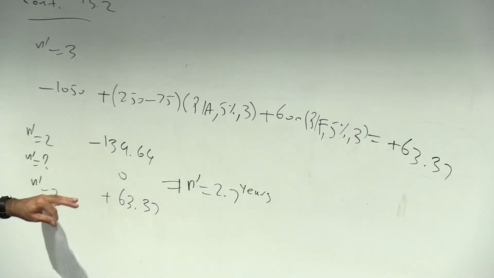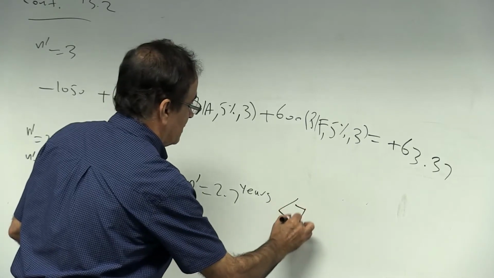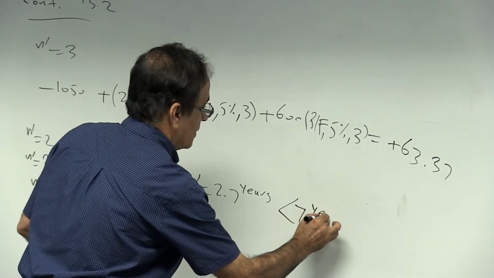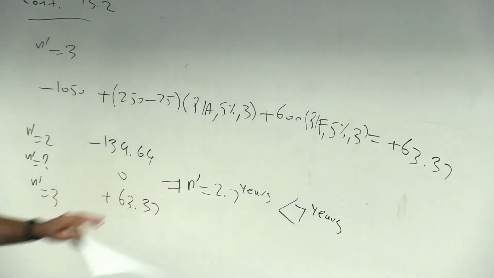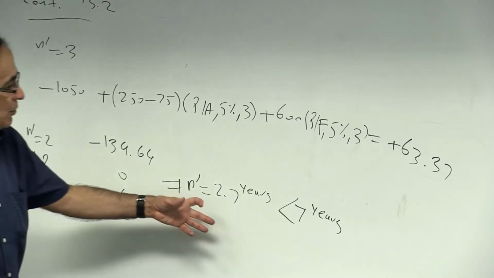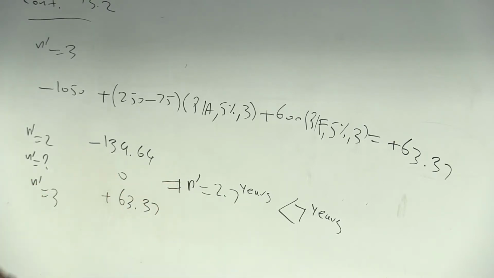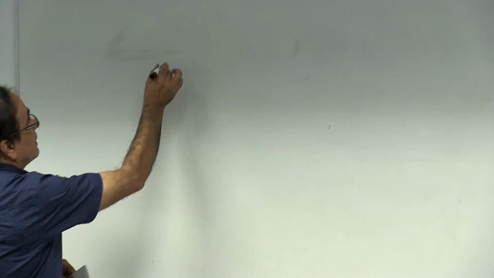The useful life of the equipment is 7 years. So obviously this is much less than 7 years. So what does it mean here? This is a good project. It means you're going to recover within 2.7 years, much less than 7 years. So it means this is a good project.